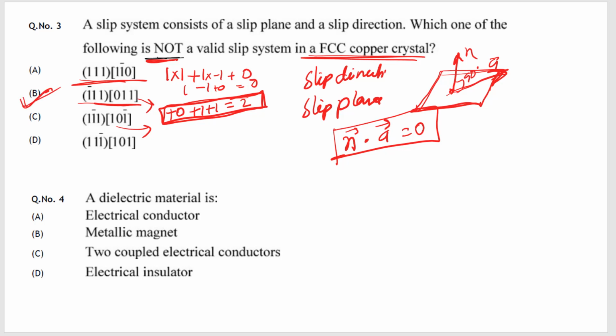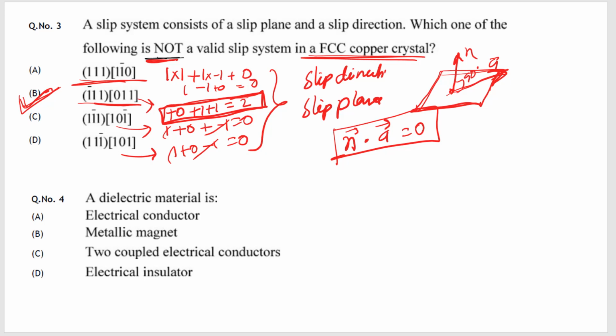But let us see other options also. 1 1 1, plus 0, plus minus 1, so this is also 0, right? Here last one, 1 plus 0 minus 1, so this is also 0. So what is the answer? Answer B. Next question. A dielectric material is, what is a dielectric material?